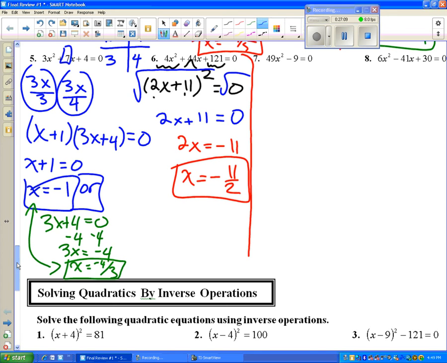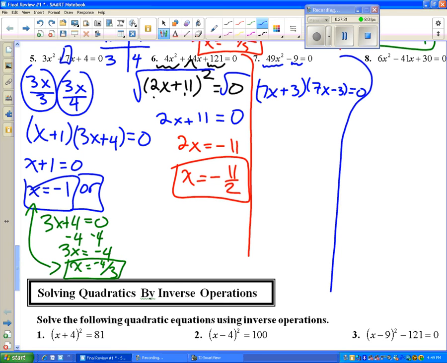If I was to solve this by factoring, is this a perfect square? Yes. What? 7x. Is this a perfect square? Yes. What? 3. Is it subtraction in the middle? Yes. So it's 7x plus 3 times 7x minus 3. That's equal to 0. So I can then say that 7x plus 3 is equal to 0. Subtract 3. 7x is equal to negative 3. Divide by 7. X is equal to negative 3/7.